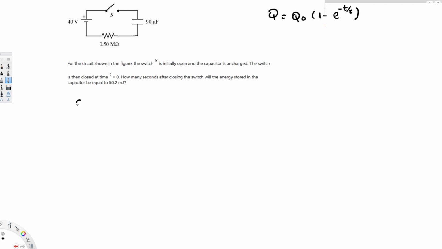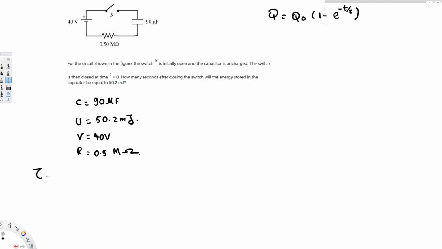The given information here is the capacitance, 90 microfarad, and then the energy is provided, 50.2 millijoule, and then we have the voltage, that is 40 volt. Let's see how we can figure this out one by one. First of all, we have the resistance, that is 0.5 mega ohm. So from this information, we can first calculate the time constant.